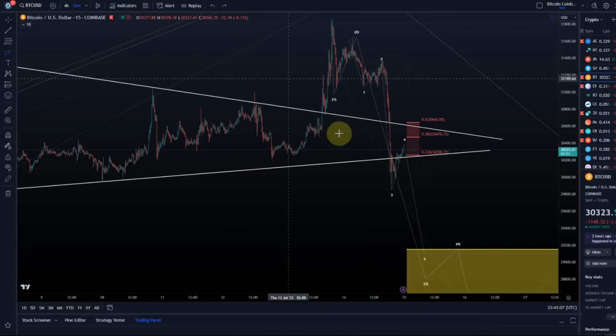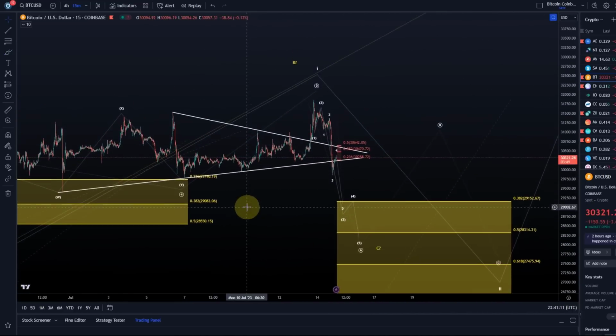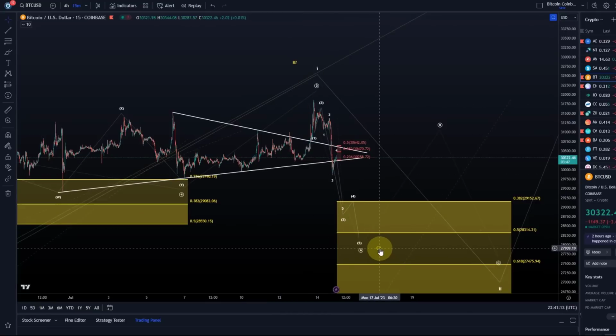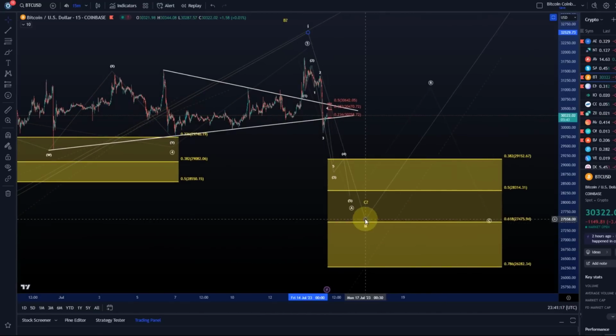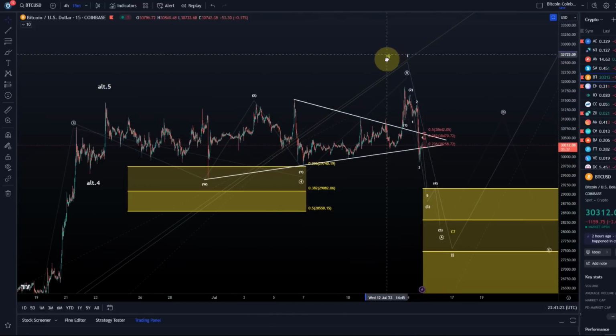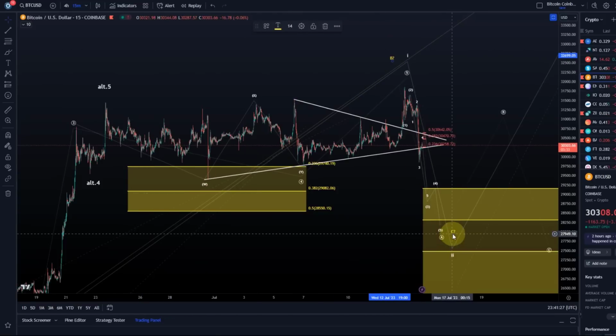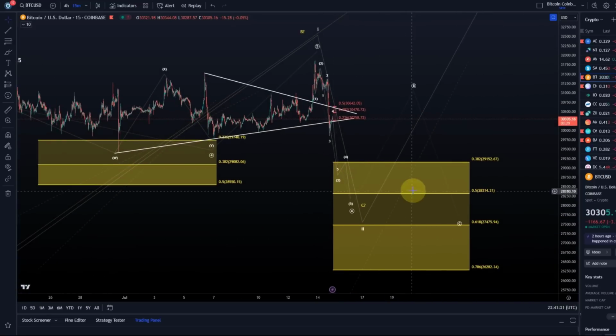Now, what is the alternative scenario? The alternative scenario is purely that this is already the C wave of the wave 2, that this wave 2 is going to finish here. So that this is just a high B wave, okay? We had an A wave down, a B wave up, and this is already the C wave. It doesn't really make a difference to where we go, but it will make a difference afterwards.